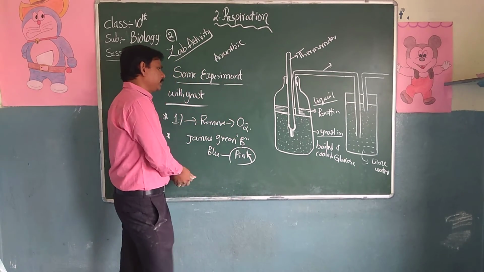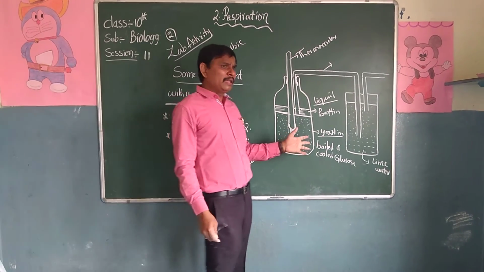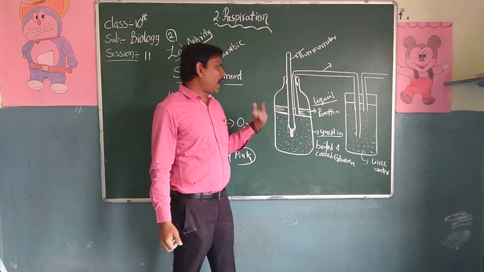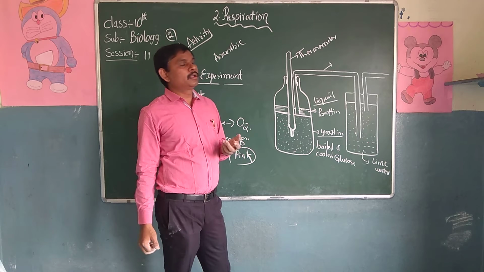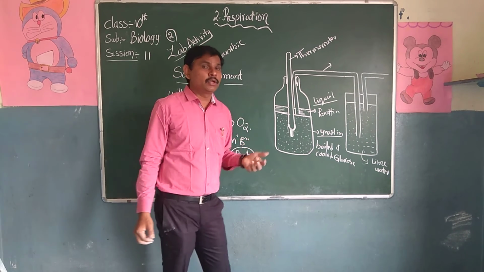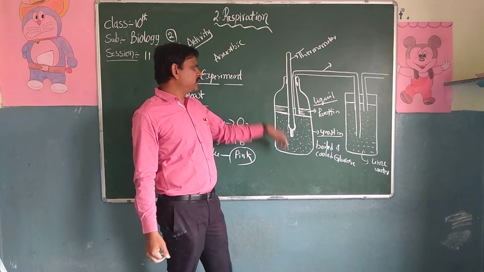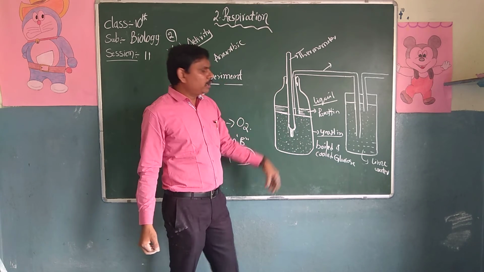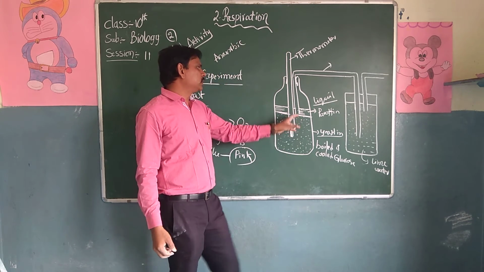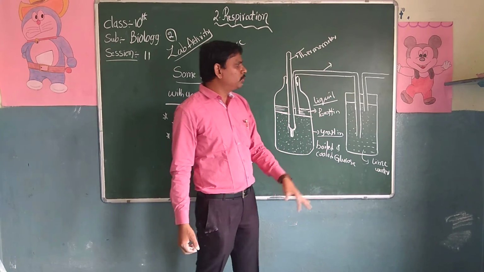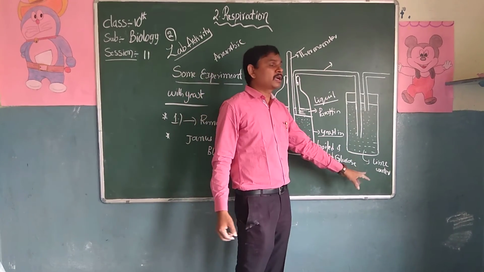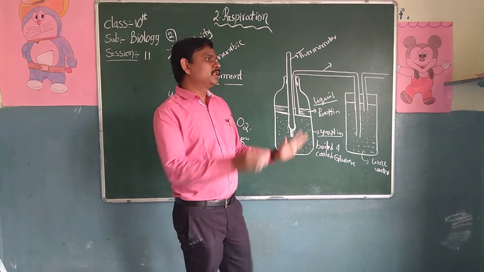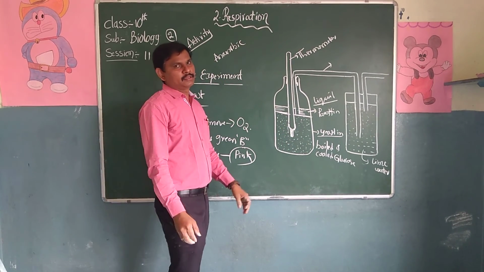Now come to the experiment. Boil the glucose, then cool it without shaking, add yeast, and add one layer of liquid paraffin to prevent entry of oxygen into the glucose. We have inserted the thermometer into the glucose. Then we have collected another delivery tube with another test tube containing lime water. Then start observing this experiment.